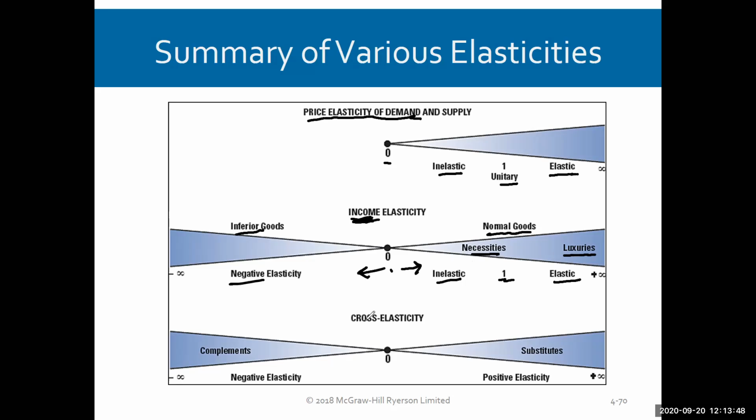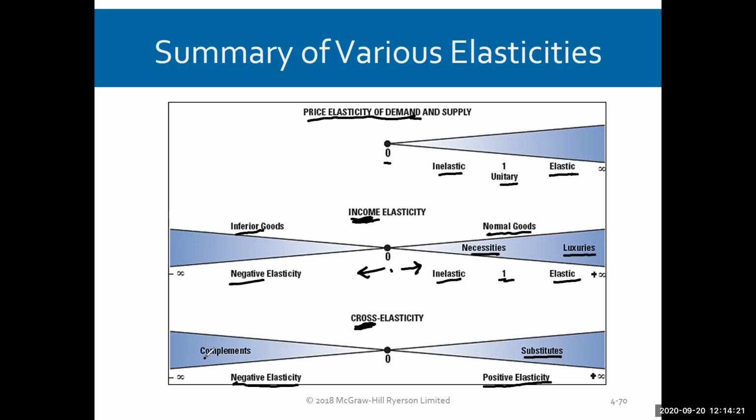And now let's look at the cross elasticity side. So that's the change in demand of one product due to a change in the price of another product. And if the products are substitutes to each other, so like skis and snowboards, if the price of skis goes up, people will buy less skis, but they'll buy more snowboards. So that's a positive elasticity. Price of skis goes up, quantity demanded of snowboards goes up. That's a positive relationship.